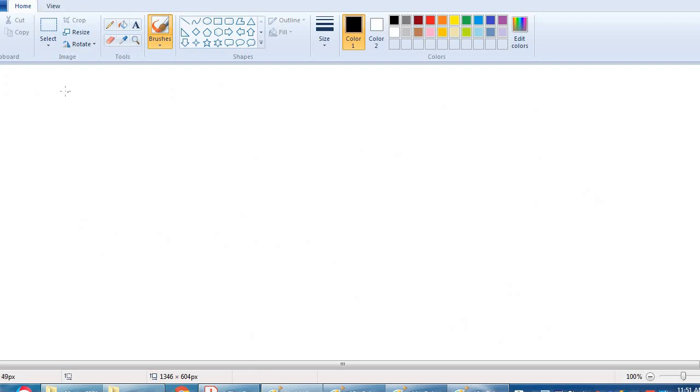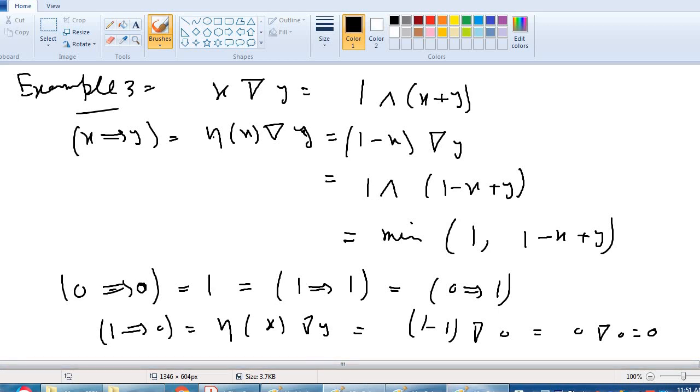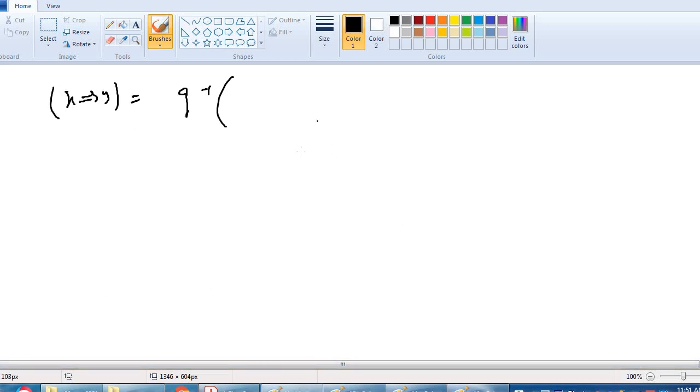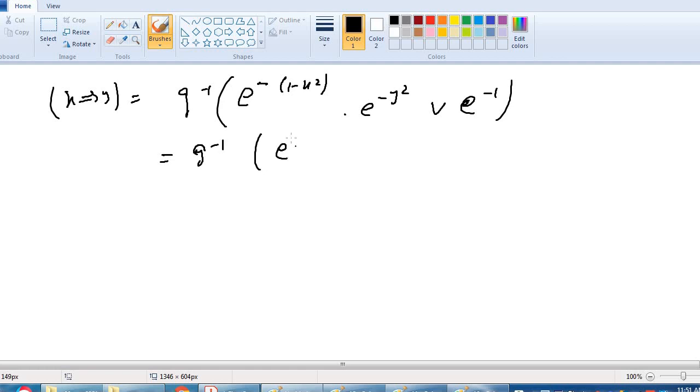Now x implication y is equal to g inverse of, if we sum up these two, we will get e raised to power minus 1 minus x square into e raised to power minus y square union e raised to power minus 1, and we can write it as g inverse of e raised to power minus 1 plus x square minus y square union e raised to power minus 1.